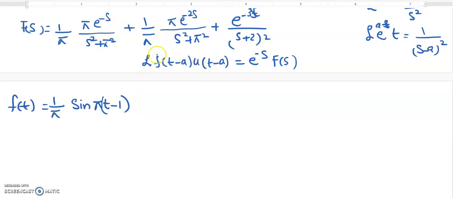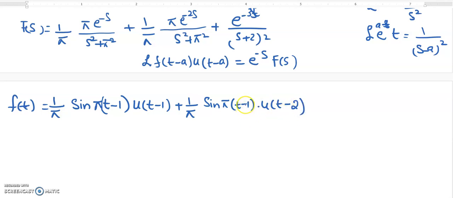Okay, and then it should have a unit step function over here, u of t minus 1. And the next term is 1 over pi, so this will again be sine of pi t, because this pi comes from omega. But t is replaced by t minus 1, and then multiplied by u of t minus 2. So here it should be t minus 2, not t minus 1, because it was minus 2s.